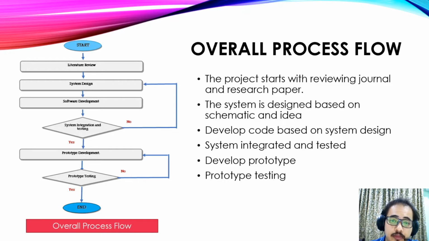For the methodology, this is our flowchart for the overall process flow. We start our project with reviewing journals and research papers. Then we design the system based on the schematic and ideas from our supervisor. Then we develop the code based on the system design. Then if it's not working when we test it, when we integrate it, we have to troubleshoot it. After that, if everything works just fine, we proceed to our prototype.